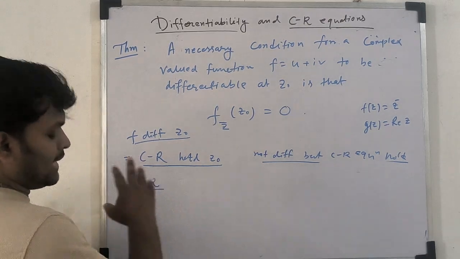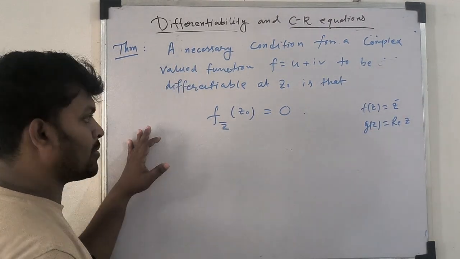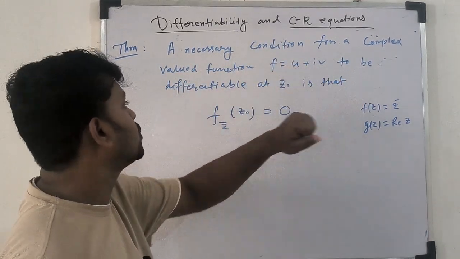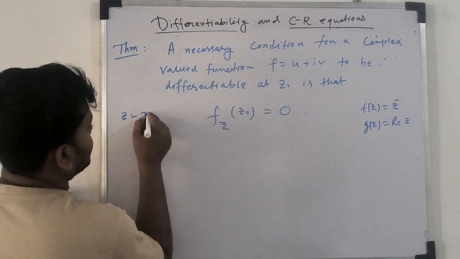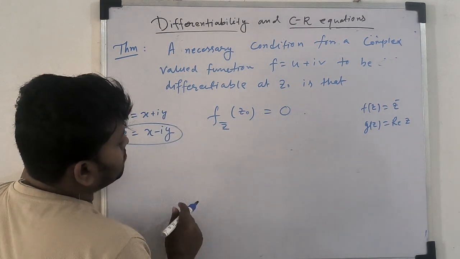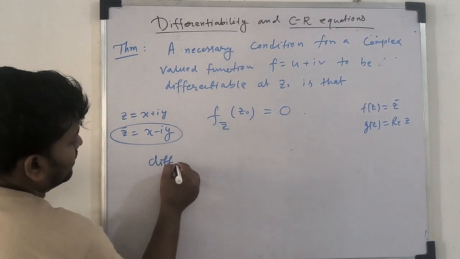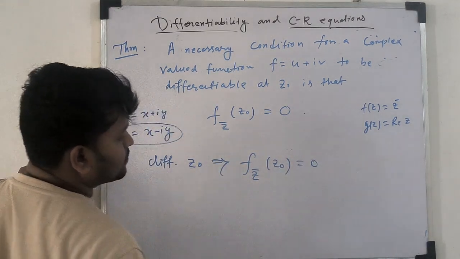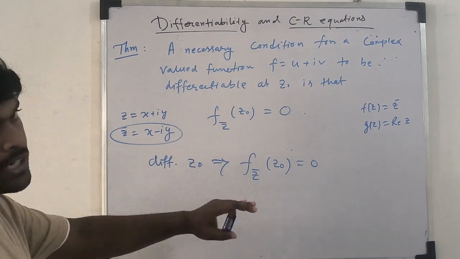Like that, there is another theorem which is also very important for some special types of functions. A necessary condition for a complex valued function f equals u plus iv to be differentiable at z0 is this: z is x plus iy and z bar is the complex conjugate, that is x minus iy. Whenever f is differentiable at z0, the derivative with respect to z bar at that point equals 0, that is f_z bar at z0 will be 0. This will also be used to check non-differentiability of a function.